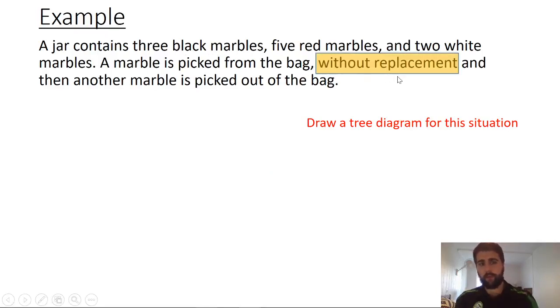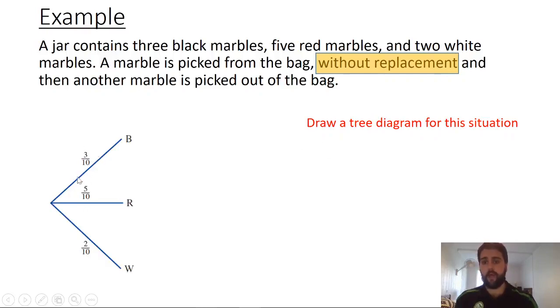So we're going to pick a marble out of the bag, we're going to look at what color it is, we're not going to put it back in the bag, and then we're going to pick out another marble. So when we're thinking about this, the probability of the second event is going to be dependent on whatever marble you pick out in the first event. So when we're drawing a tree diagram, it's going to start off much like the last example.